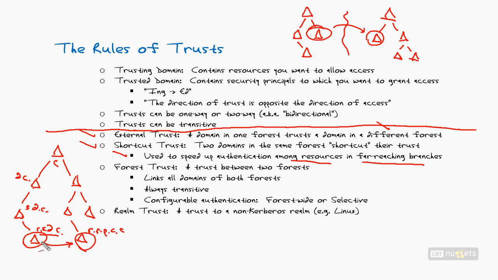You're literally shortcutting from one step to the other. So those are the two that you probably are not going to see that much in the wild, but you do have to know them for the test. There is a third one here that is a realm trust that you see occasionally.